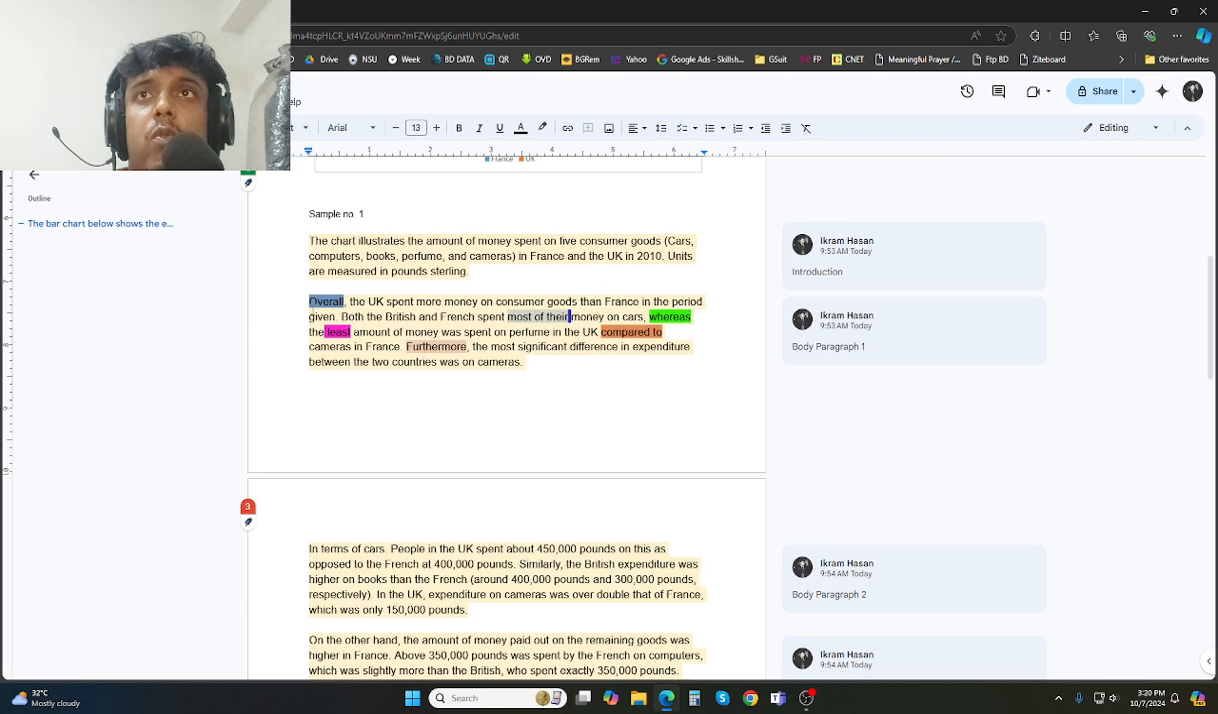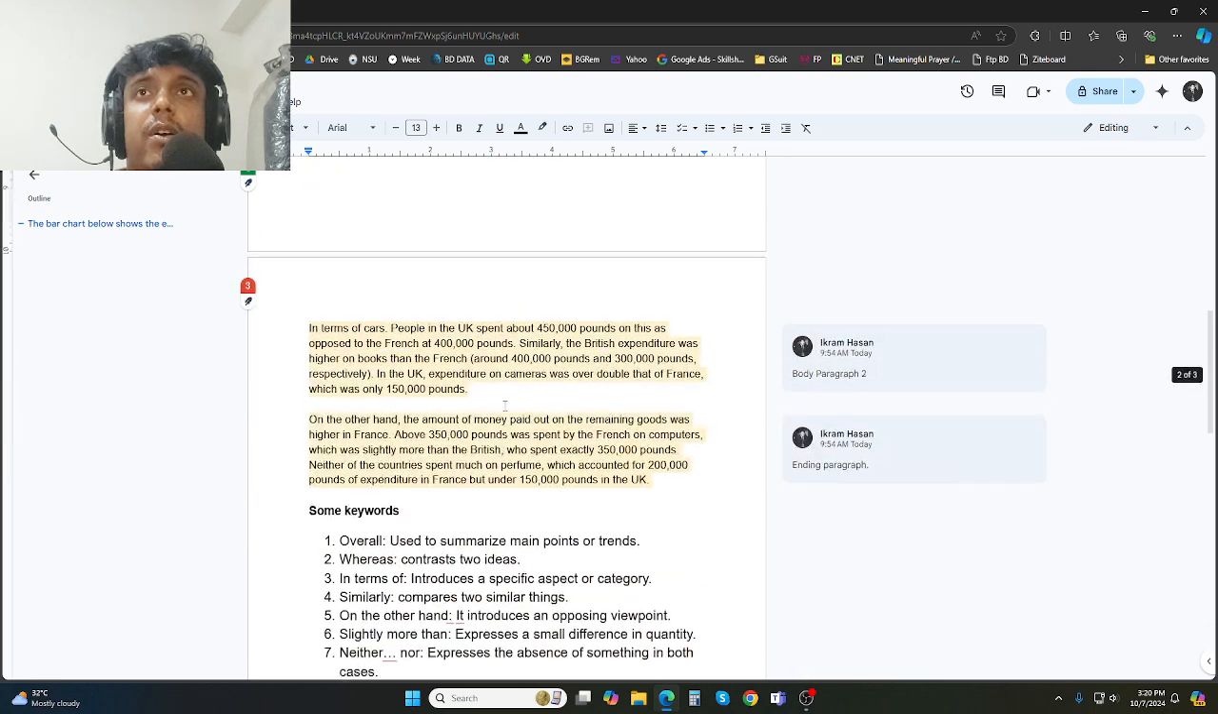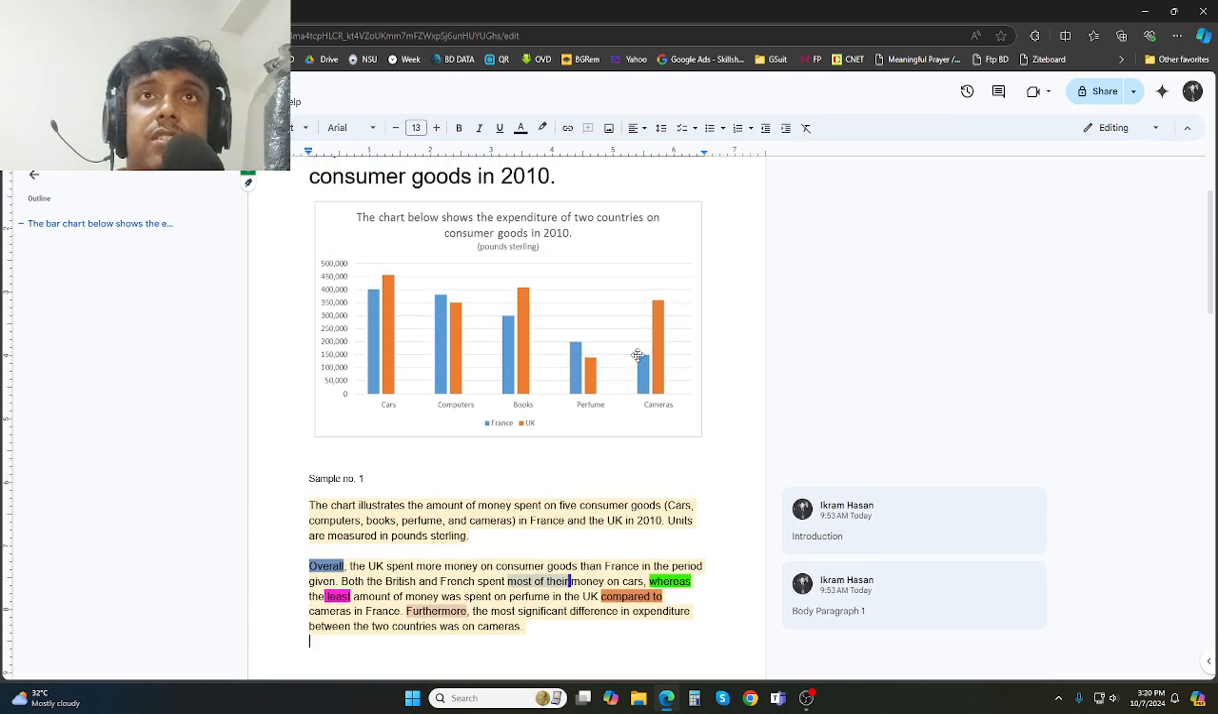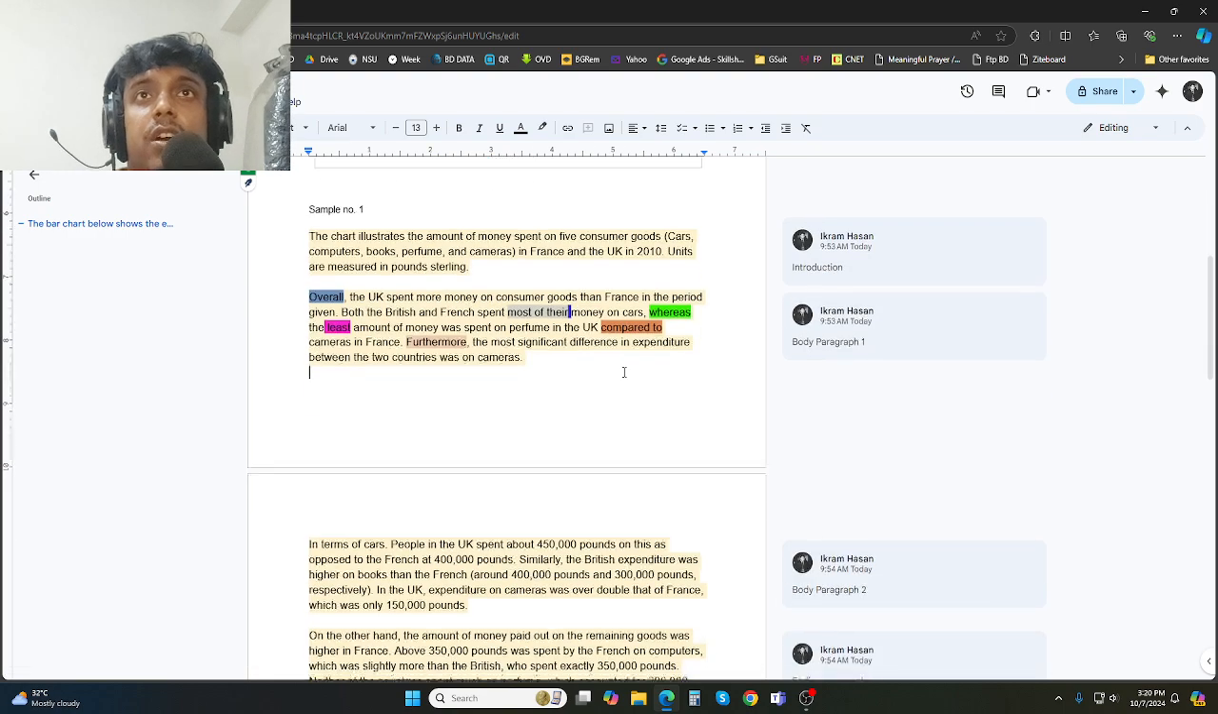So paragraph 1 is an overall scenario where we are explaining the trends, and we focused on the most money spent and the least amount of money, and also the significant difference that happened in the chart.